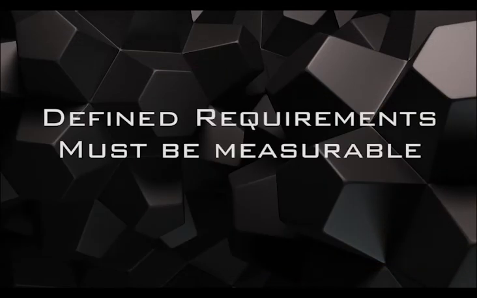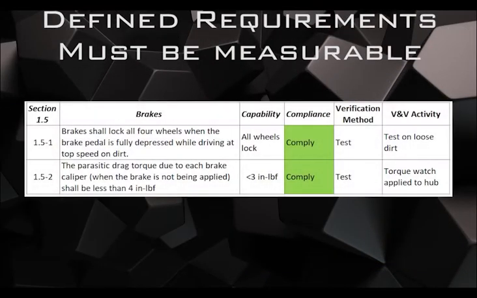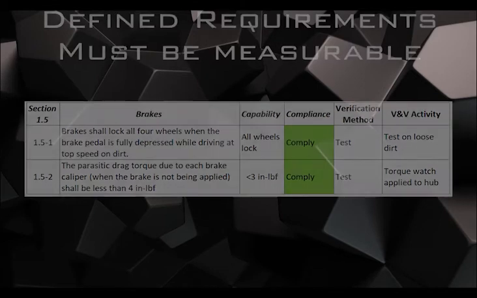An essential aspect of our requirements is that they need to be measurable. The only way to know if the vehicle is making progress is by measuring how close we're getting to those requirements. This also keeps us on track and on schedule.